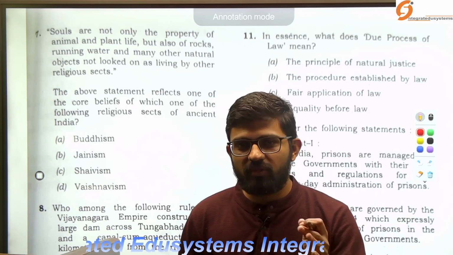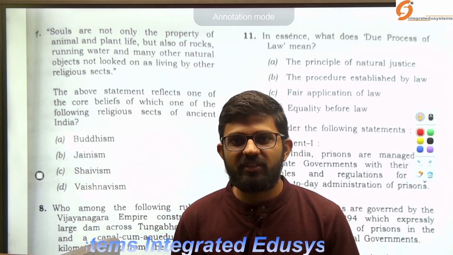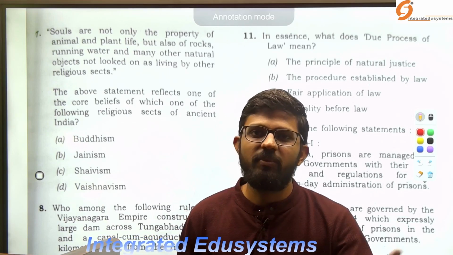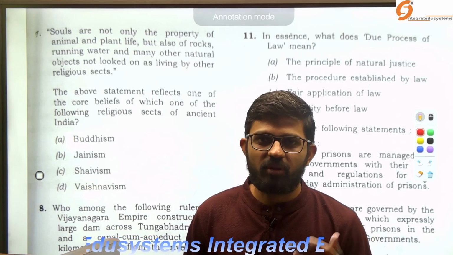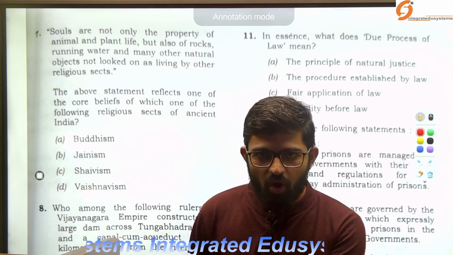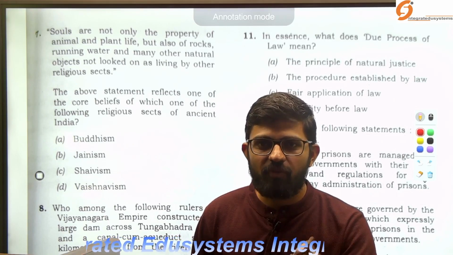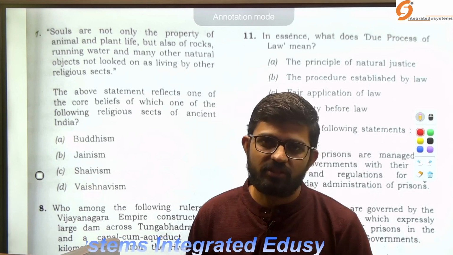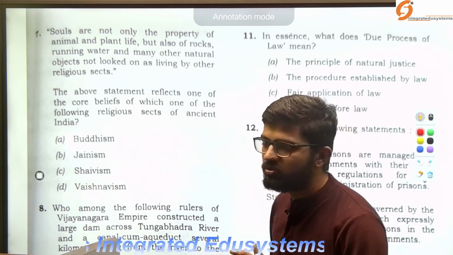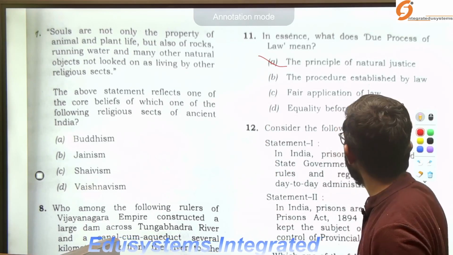But with respect to the answer key which was given, many said that it is application of law. It can't be application of law. Here we are not talking about application, but whether the law that you are making has to be fair. And when we say fair and reasonable, invariably we are talking about the principle of natural justice. So the answer to this question is only and only A. There is no debate about it.